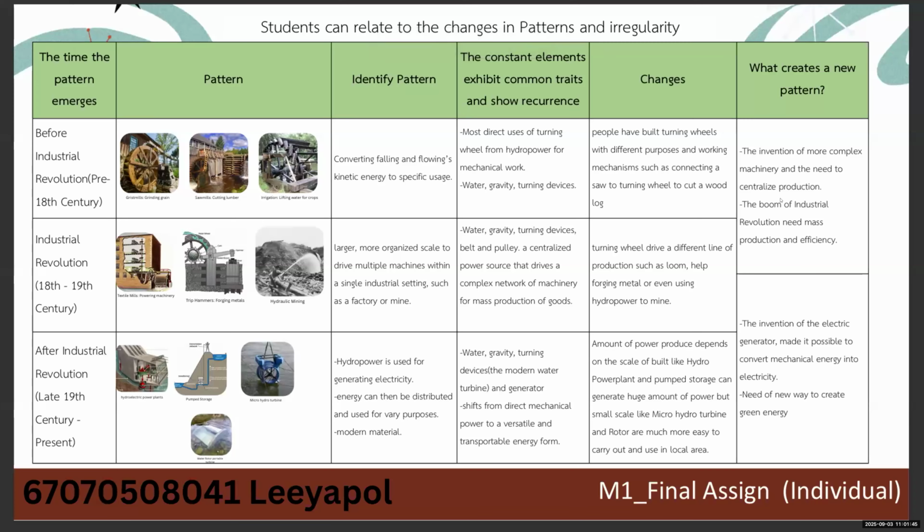I will be talking about hydropower and the factors that led to its evolution over time. Hydropower is a technology that harnesses the kinetic energy from water to perform work. The core elements of this pattern are water, gravity, and a turning device. These have remained constant throughout its history.